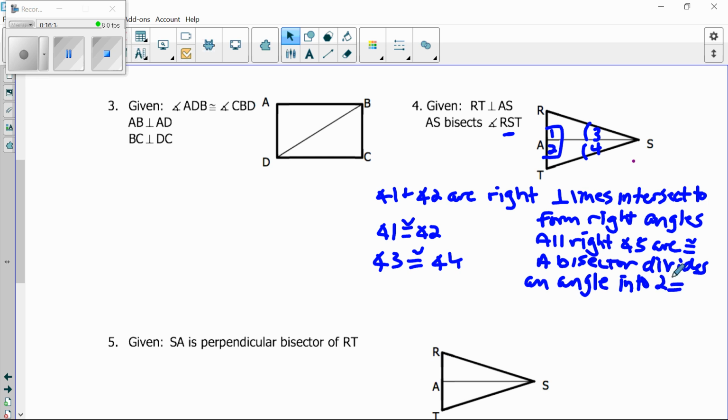Now, notice that definition is the same as a segment bisector, but we switch out angle for segment. Please be careful with that. That's a common mistake as well. And lastly, I need my third piece, and we got an overlap. So AS is congruent to AS, and that's the reflexive property.